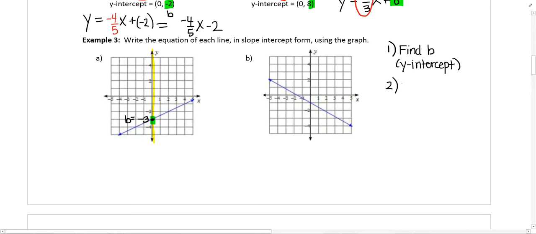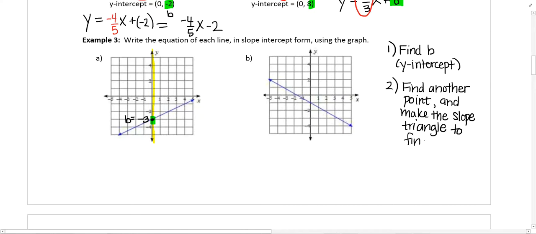The next thing we have to find is the slope. So step 2, in order to find the slope, we are going to find another point, a nice one, no decimals or anything, and make the slope triangle that we looked at before to find the rise and the run. So to find the slope, remember you're looking for the rise over the run.